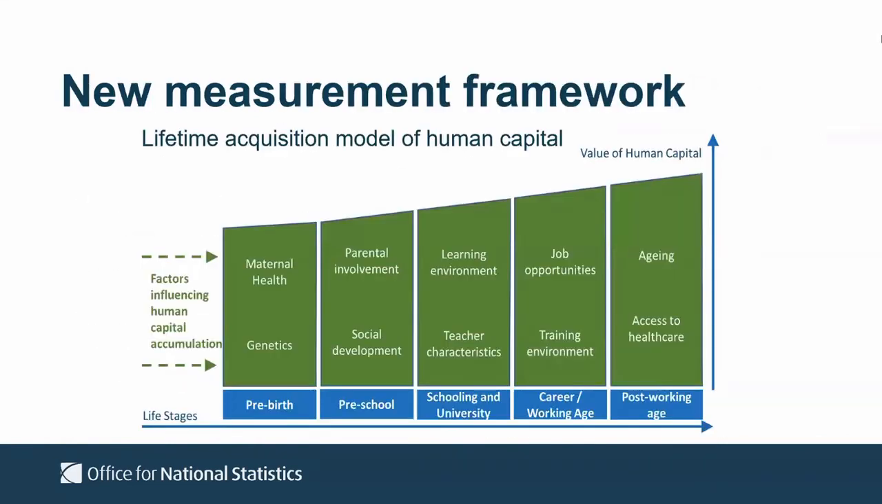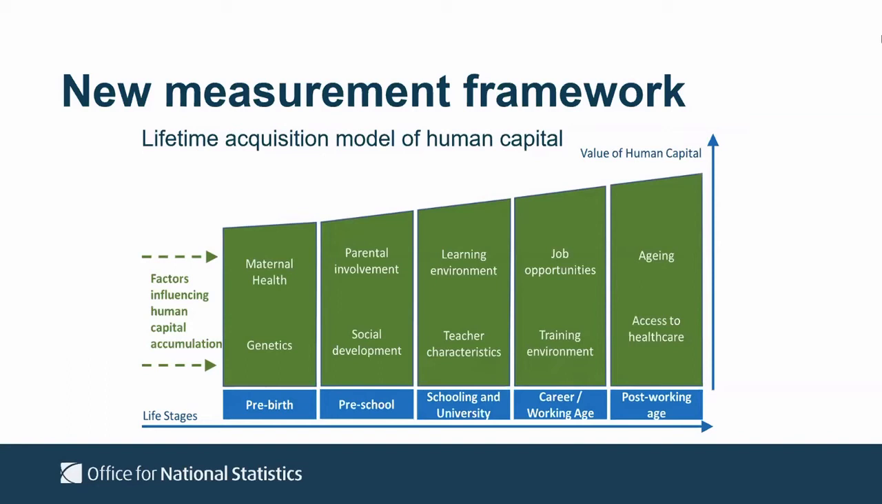So this brings us on to our proposed measurement framework. As I mentioned, we consulted on this in the last year to try and bring together this wider set of evidence and really focus on what factors influence skills and knowledge directly, and hence what knock-on impact they have on secondary outcomes of interest that are typically measured around human capital, such as labor market outcomes like earnings and employment status.